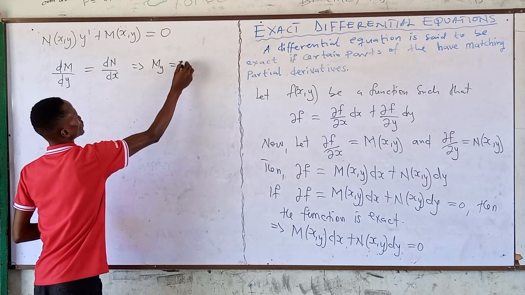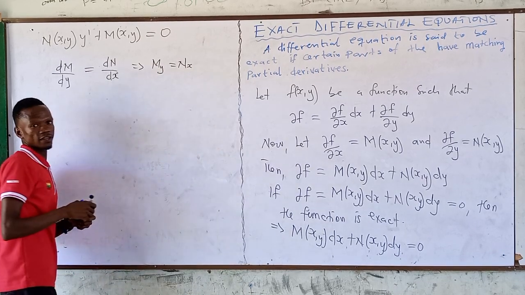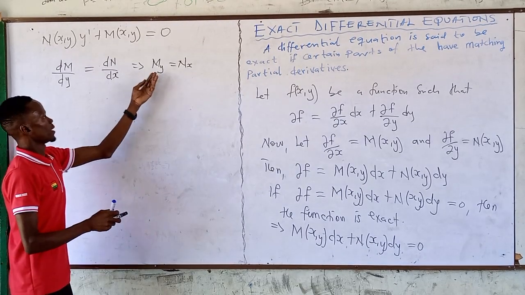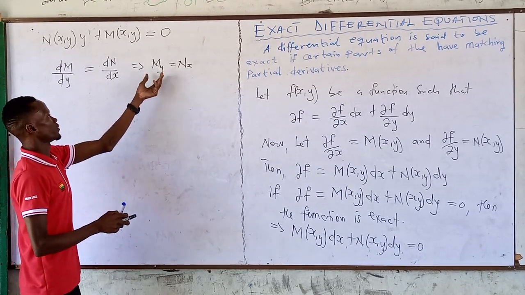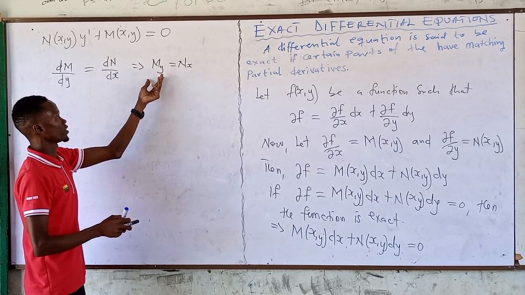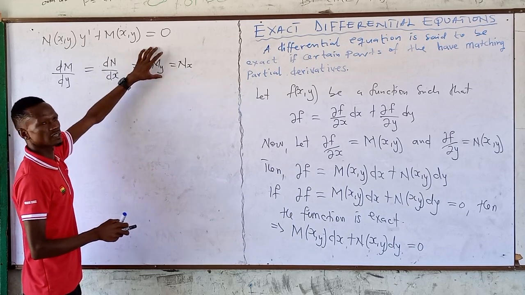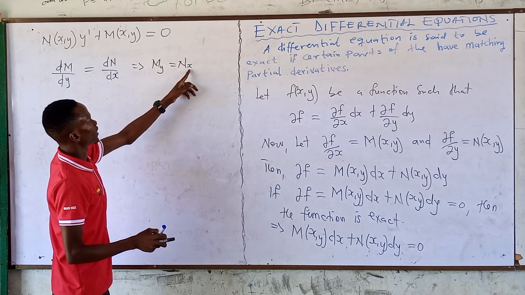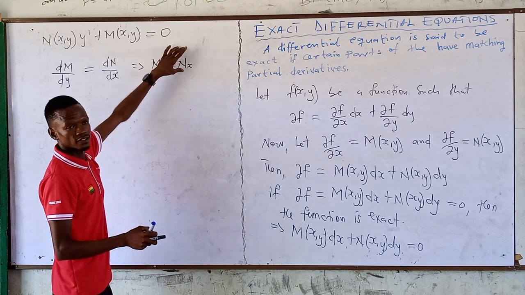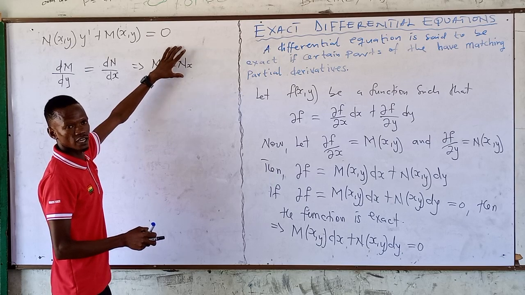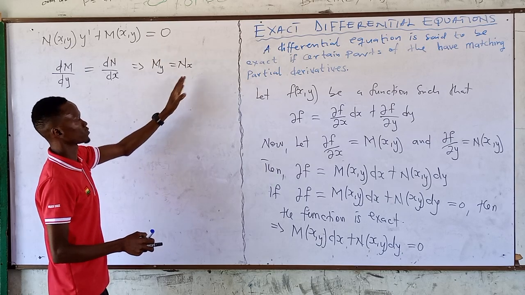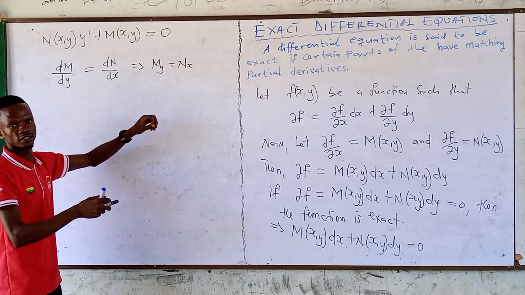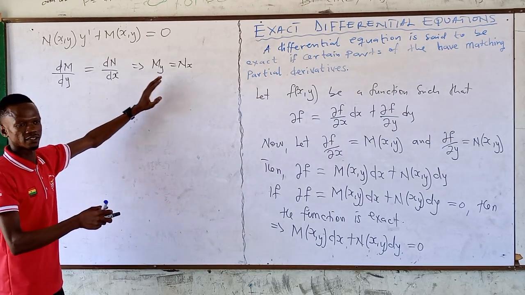So for easiness of writing, we can say that if we have M_y equal to N_x, then the equation is exact. The M_y means we differentiate M with respect to y, whilst we keep x constant. So that is a partial derivative. And the N_x means we differentiate N with respect to x, and then we keep y constant. So that is the partial derivative with respect to x.